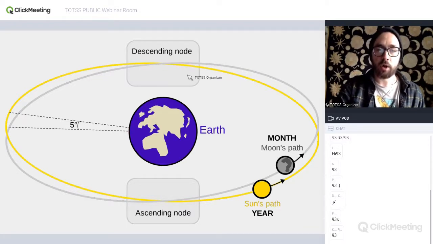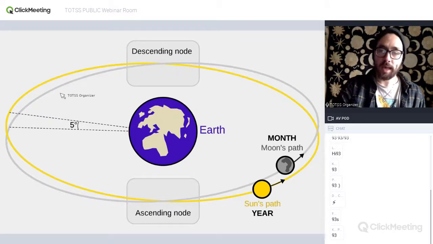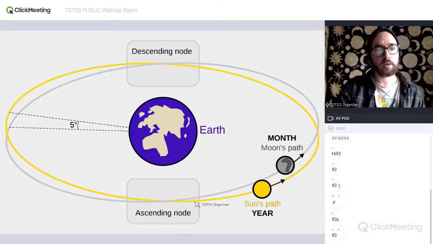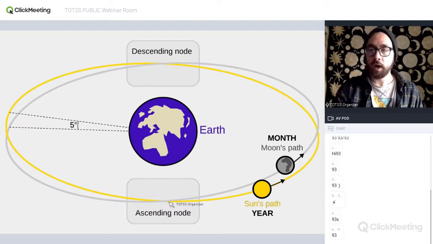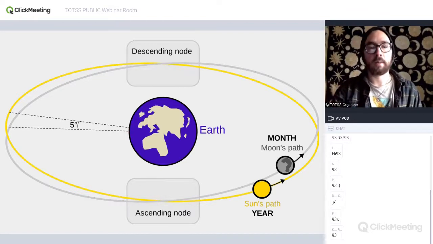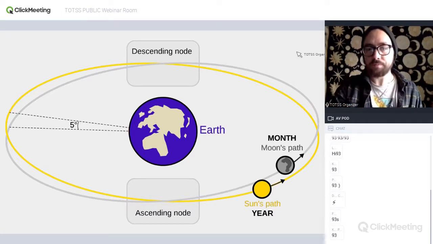And so those are the nodes. The descending node is where she had been above the ecliptic, and then she crosses it on her way down below. So that's the descending node. And the ascending node is when she had been below the ecliptic, and then she crosses it moving upwards. So we have an ascending node and a descending node. And at those points, she'll be at the same declination as the ecliptic, right?